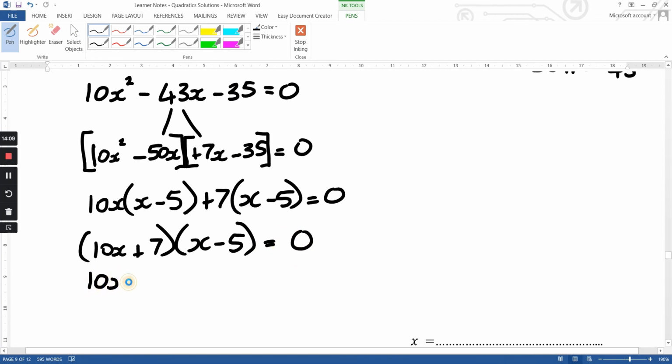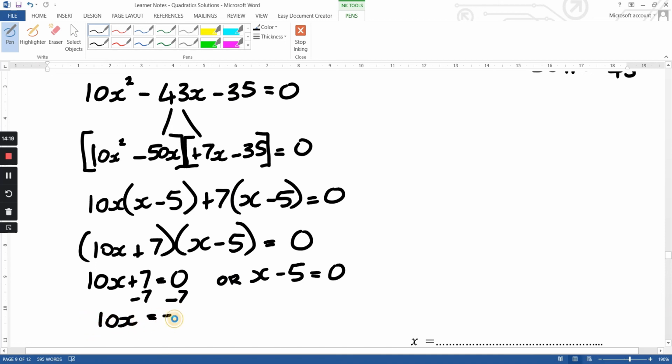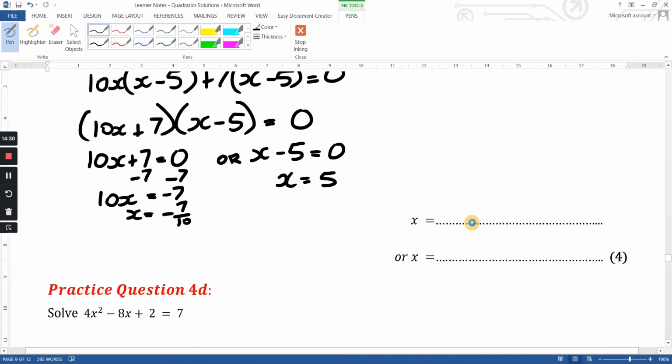So either this equals 0 or this equals 0. So my first answer is minus 7 over 10. And my second answer is positive 5. There's my two answers. You don't have to simplify it if you don't want to. I'll just leave it like that. Yep, there's my two answers.